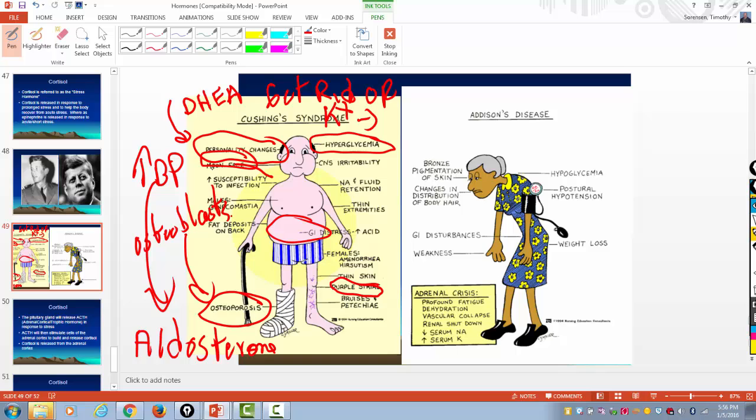They have an increased susceptibility to infection. We talked about this. What's the function of cortisol? It suppresses the immune system. So if your immune system isn't working as well, you're going to be more susceptible to infection. You're going to have thin extremities. The reason is the breakdown of the protein that makes up muscle. That protein's broken down to amino acids, and then it's sent to the liver to be converted to glucose to elevate your blood sugar.